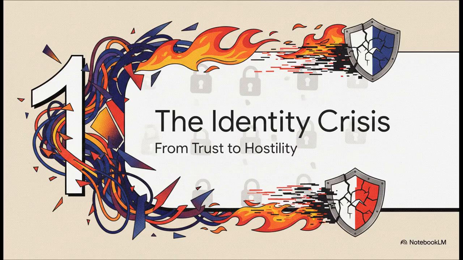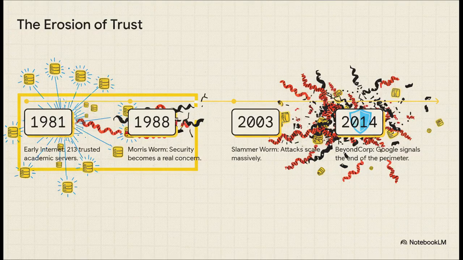Okay, so first things first, let's set the stage a bit. Why do we even need a whole new way to think about identity? Well, it's because the world we operate in has fundamentally changed. We've gone from these small, trusted networks to a global, completely hostile environment. And this timeline is pretty wild. It shows just how fast that trust disappeared.